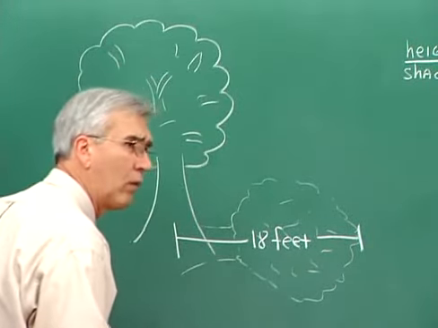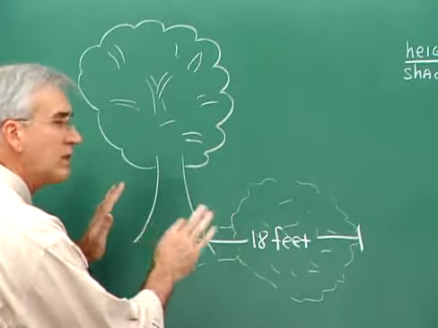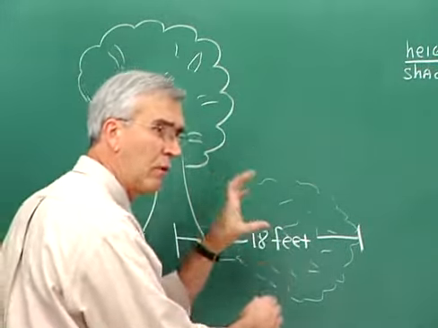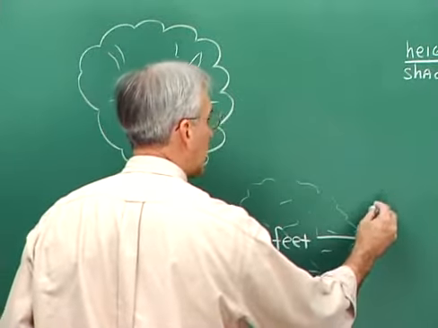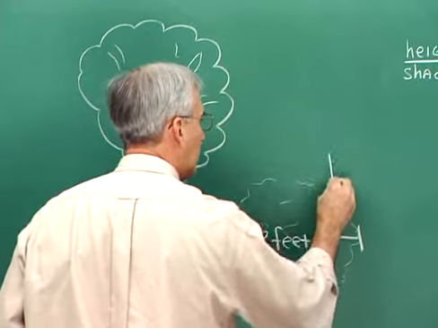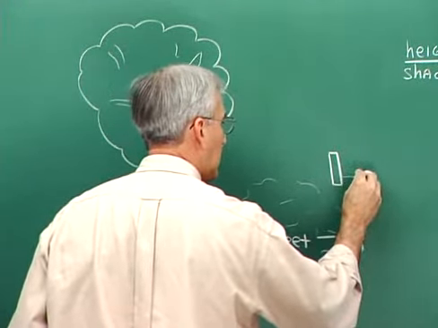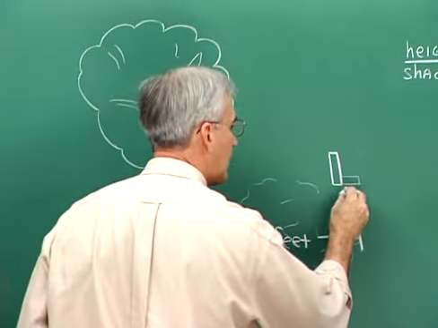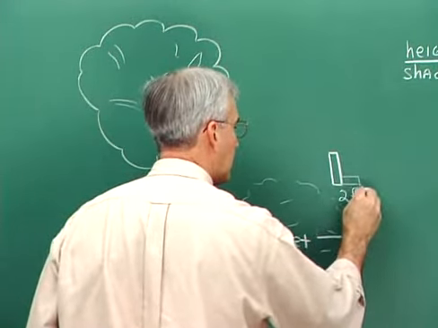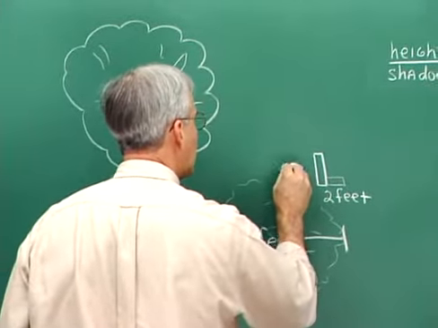Now, where in the world do the similar triangles come in? Well, it goes like this. What we do is we take an object that we can measure, a smaller object, let's say a yardstick, and we stand this yardstick up, let's say over here, and the yardstick will cast a shadow that we can measure. Let's say the shadow of the yardstick is 2 feet. Now, we know that the yardstick is 3 feet tall.